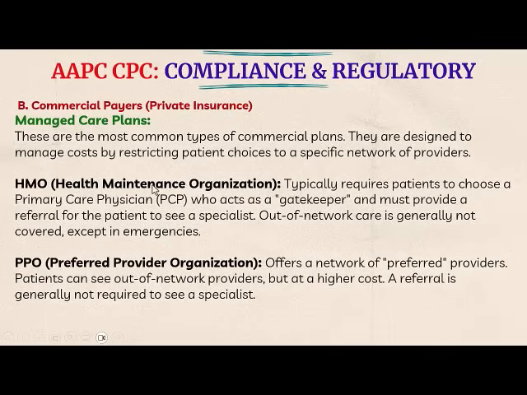HMO, that means Health Maintenance Organization, typically requires patients to choose a primary care provider, that is PCP, who acts as a gatekeeper and must provide a referral for a patient to see a specialist. Out-of-network care is generally not covered except in emergencies. PPO, that is Preferred Provider Organization, offers a network of preferred providers. Patients can see out-of-network providers, but at a higher cost. A referral is generally not required to see a specialist.